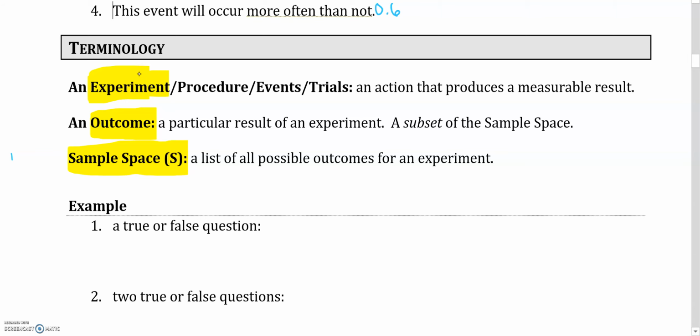When we're performing an experiment, procedure, event, or trial, often what we're measuring is some sort of result which can either be described qualitatively or quantitatively. When we list all those possible results or outcomes in the sample space, we want to list them in set notation.